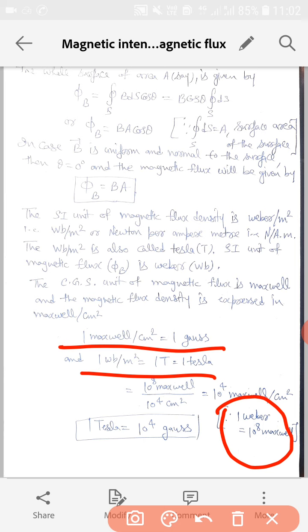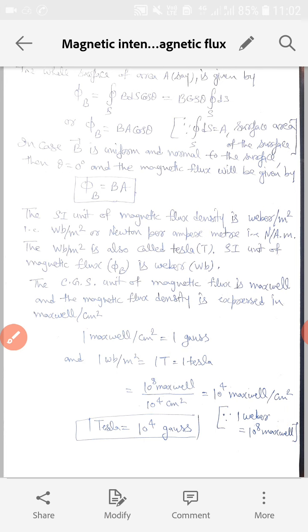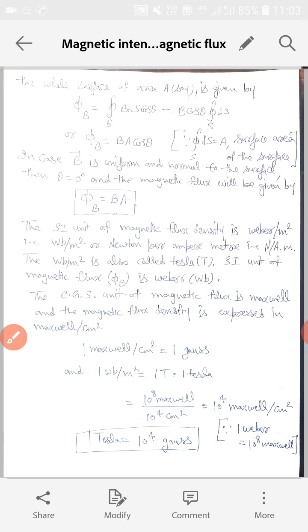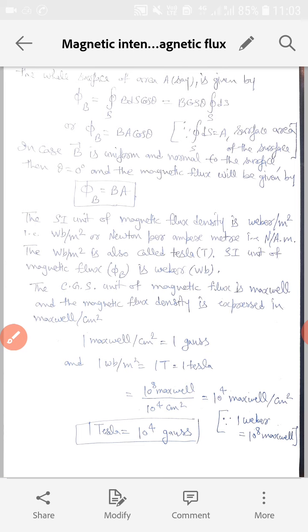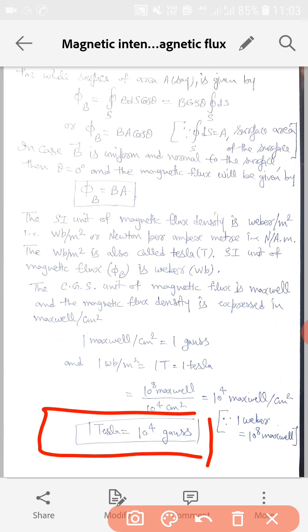Now we convert this. 1 Weber is 10 raised to power 8 Maxwell. This we have written, and 1 meter square will be 10 raised to power 4 centimeter square. So 10 raised to power 4 will get cancelled out with 10 raised to power 8, and we are left with 10 raised to power 4 Maxwell per centimeter square. That means 1 Tesla will be equal to 10 raised to power 4 Maxwell per centimeter square, and 1 Maxwell per centimeter square is equal to 1 Gauss. So this is the relation between 1 Tesla and Gauss.